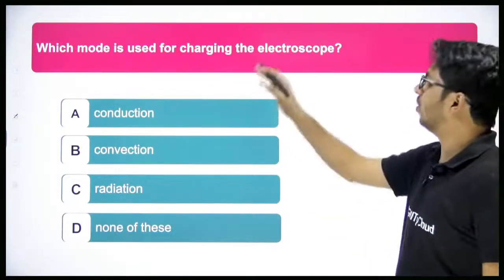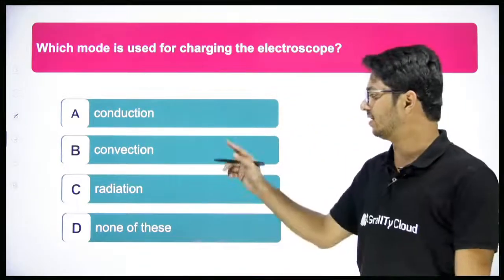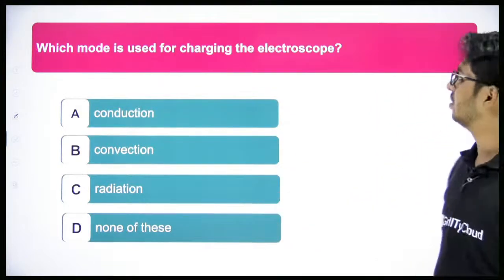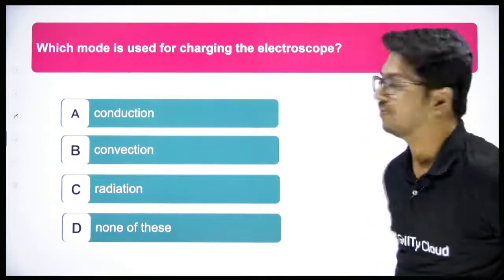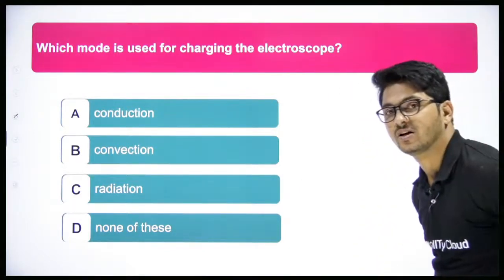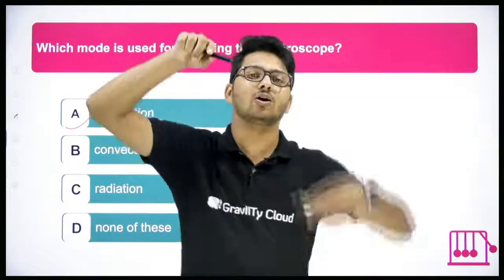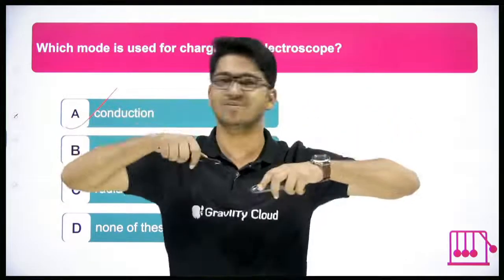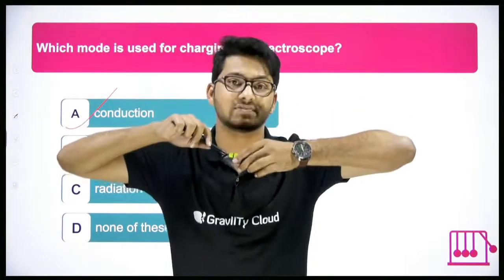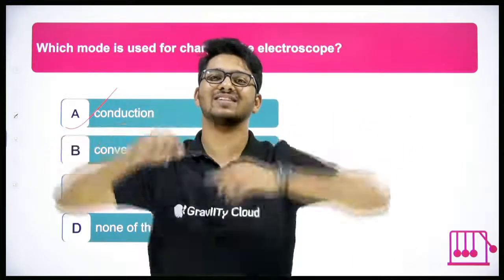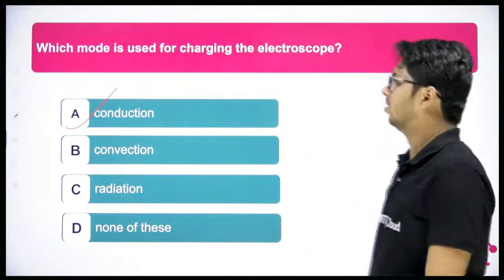Next, which mode is used for charging the electroscope? Charging by conduction, by convection, by radiation, or none of these? Interesting names, but which one do we use? We use conduction. In an electroscope, you touch the rod to the metal disc. You don't rub them. By only touching, the charges are transferred. The charges flow. That means it is charging by conduction. We discussed that, right? Good.